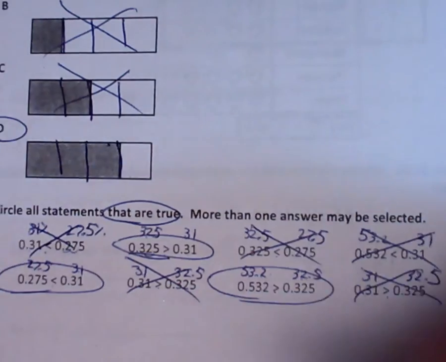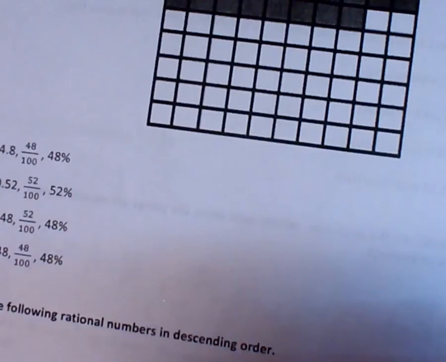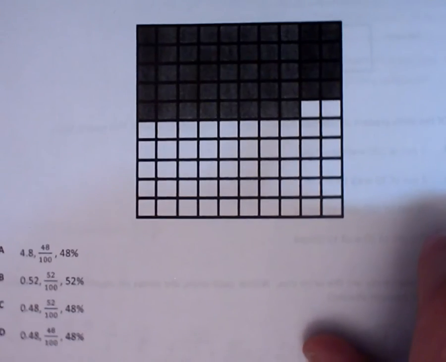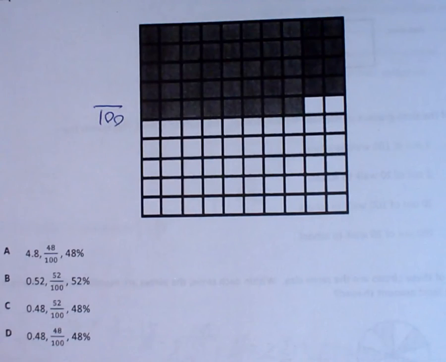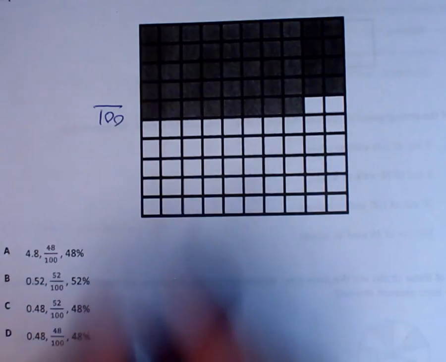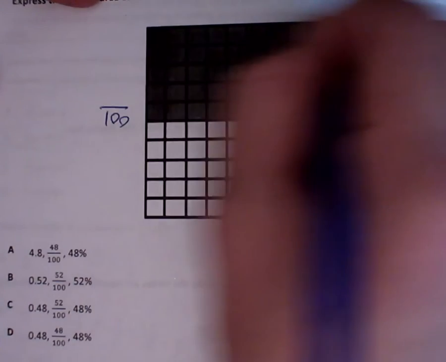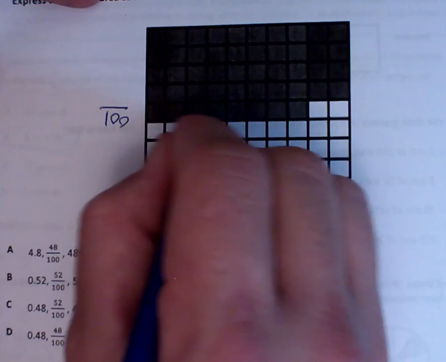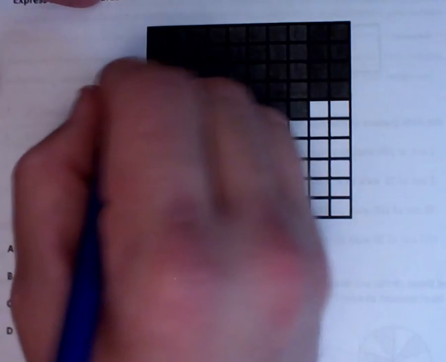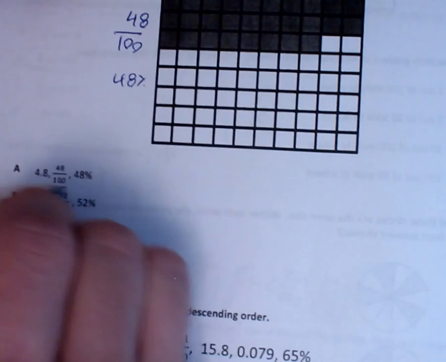All right. Getting there, guys. Now we get to, it's not a lava block. It looks like a lava block, but it's not. That's because this is a 100 grid. This is a percent grid. This is 100% out of 100. So how many do we have? One row of 10, 20, 30, 40, 41, 42, 43, 44, 45, 46, 47, 48. 48 out of 100. So let's look down here. There's 48 out of 100, or 48%.